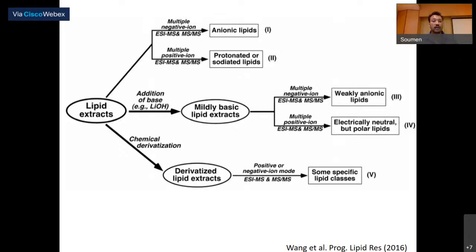And then if you do a mildly basic lipid extract, with addition of base, for example, LiOH, and again, you get multiple negative ions in your MS or MS/MS, you are probably looking into weakly anionic lipids. And on the other hand, if you see mostly positive ions, then they are probably neutral but polar lipids, okay? Like saccharolipids, they can be neutral but polar. And then you can do chemical derivatization, and depending on the functional group present on the lipid, they will give you specific lipid classes and a specific type of ionization pattern.